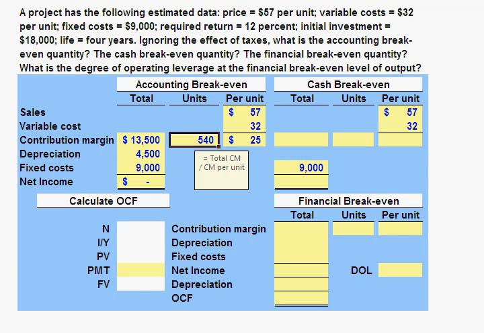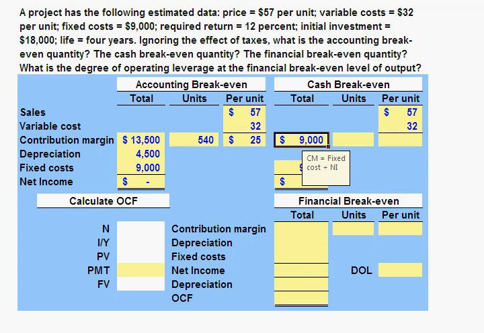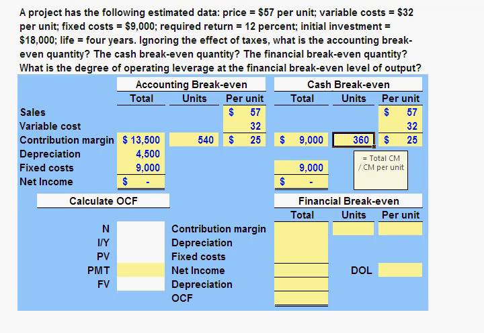For cash break-even, again, we can set our net income equal to zero, but in this case we'll ignore our depreciation expense. This means we need to earn a total contribution margin of $9,000. This just covers our fixed cost. Our contribution margin per unit, recall, was $25. Therefore, break-even number of units is 360 units. This is the $9,000 total contribution margin divided by our contribution margin per unit.